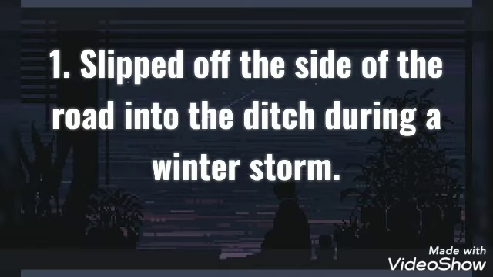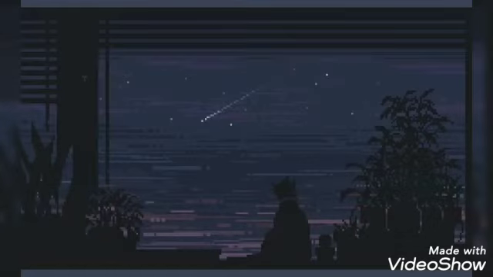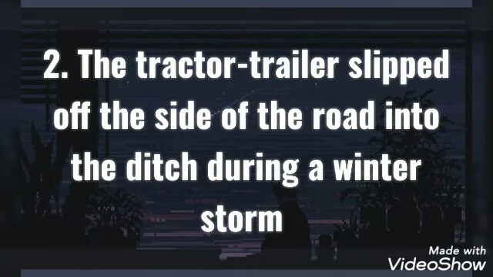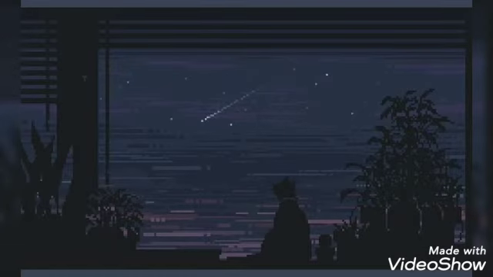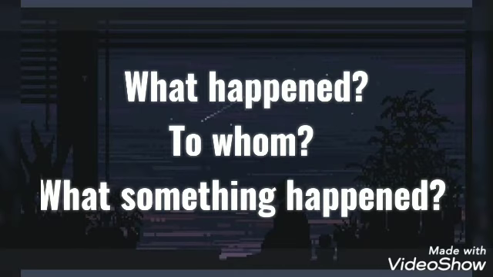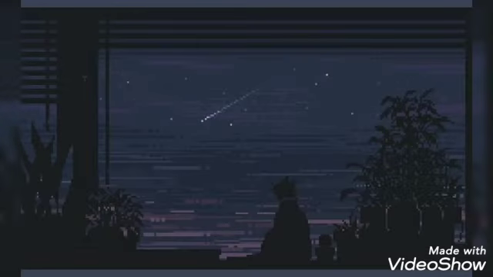For example, 1. Slid off the side of the road into the ditch during a winter storm. 2. The tractor trailer slid off the side of the road into the ditch during a winter storm. In an incomplete thought, you are left with questions: what happened, or to whom, or what something happened. Sentence number 2 is complete. You know that the something which slid off the road and went into the ditch was a tractor trailer. I will put another example.